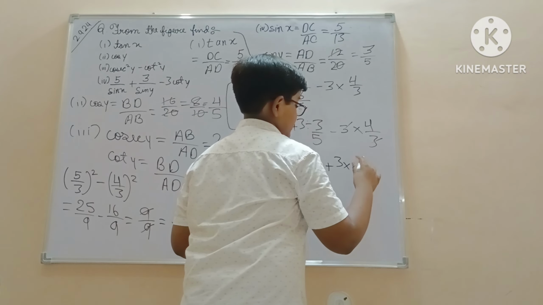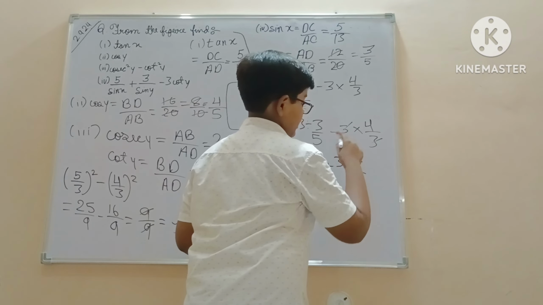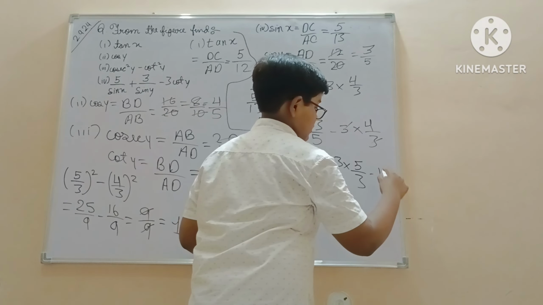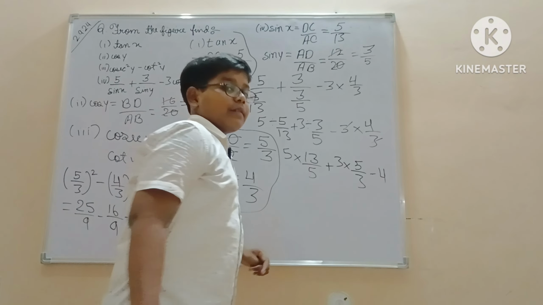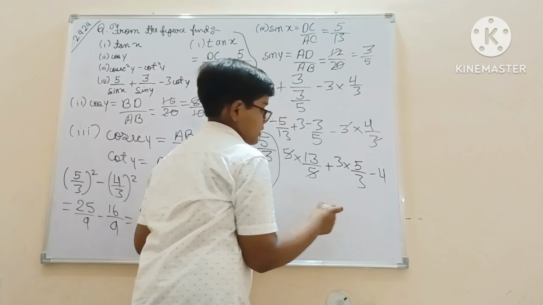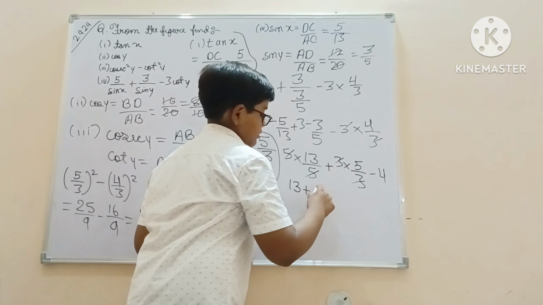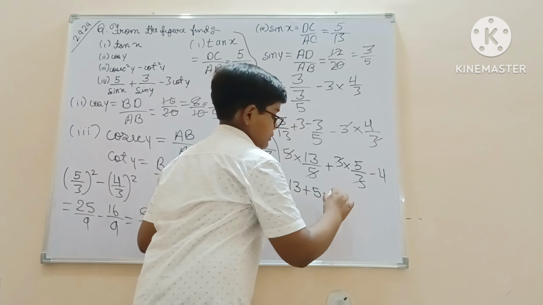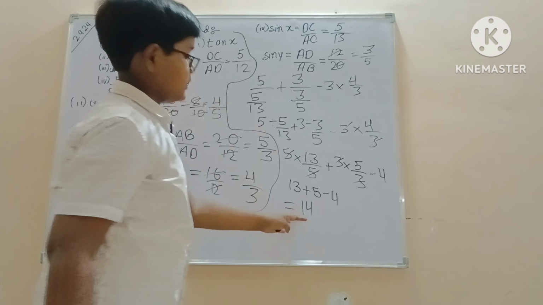So here will also be the same case, and it will be minus 4, as 3 divided by minus 3 is minus 1, and minus 1 multiplied by 4 is minus 4. So 5 and 5 will be cancelled, 3 and 3 will be cancelled, and we will get our remaining as this. Now we have got our answer, which is 14.